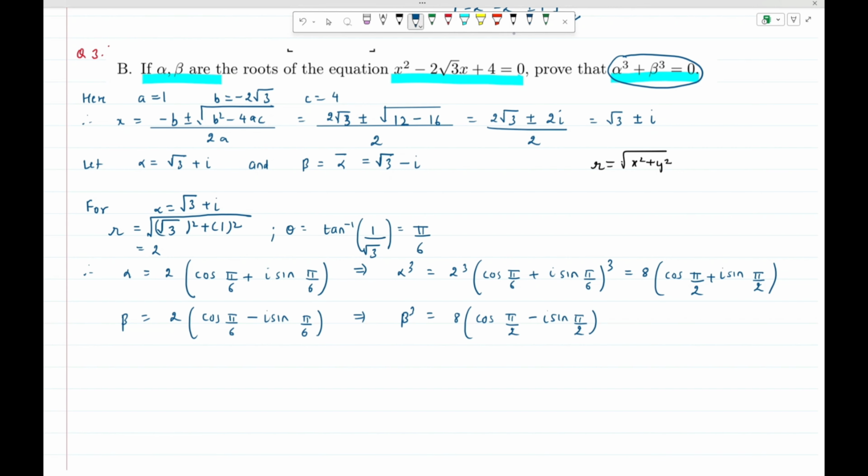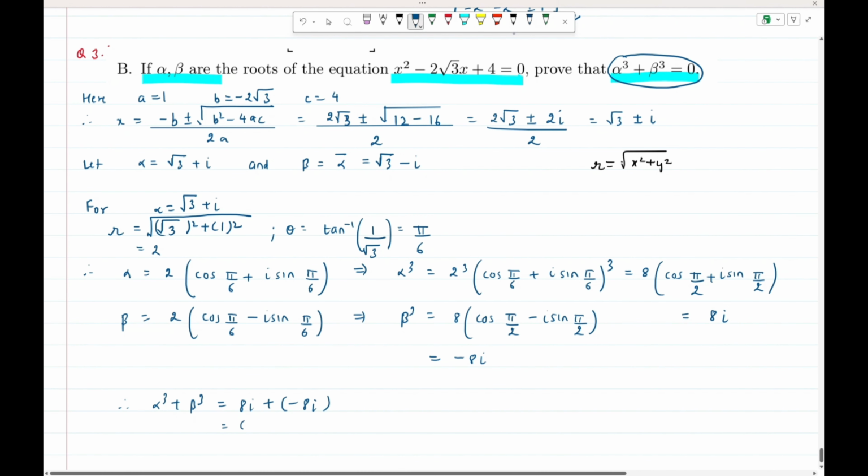Now continuing with alpha cube, you see that you have got cos of pi by 2, which is a standard known value. So we can put the value of cos pi by 2, which is 0. So we will be left with only 8i, since sine of pi by 2 is 1. And likewise over here, we will be left with negative 8i. So when we take the sum of alpha cube and beta cube, we will be getting 8i plus minus 8i, which is equal to 0, thus giving us the required proof. So that's question 3b.